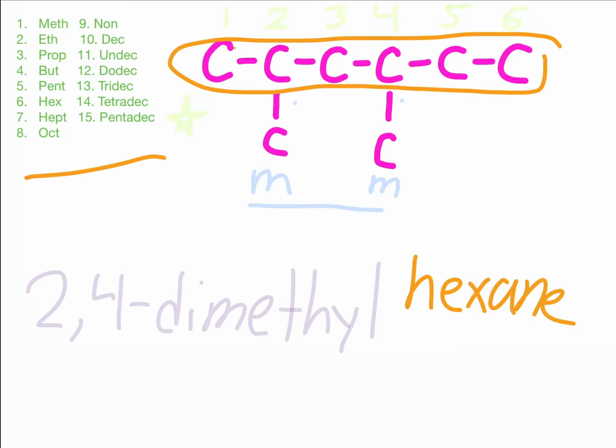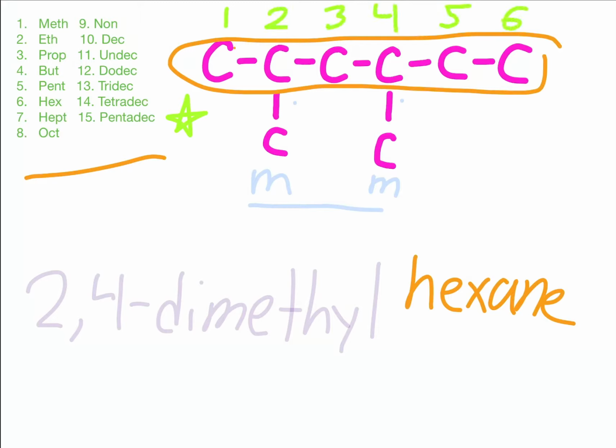Step 2 is to number the carbons in the longest chain, beginning at the end nearest the first branching. If there is a branching at equal distances from both ends, begin numbering at the end nearest the branch that is first in alphabetical order. We are going to start numbering here, and we're just going to write the numbers 1 through 6.